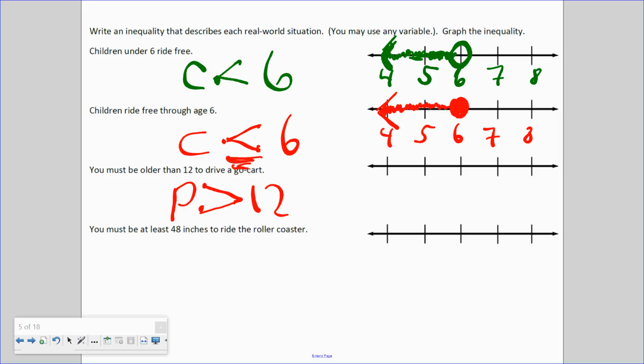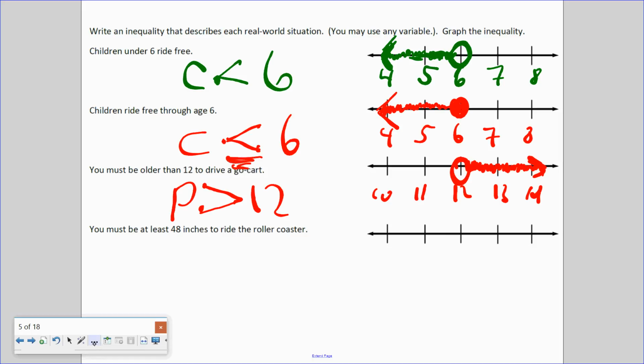So name some ages that are older than 12. 13, 14, 17, 18, 19. But could 12 be part of it? No, 12 is not older than 12. But 12.1, if you're 12 years and 1 day, are you older than 12? Yes. So 13, 14, all of these are older, but it's not equal to anything, so open dot.